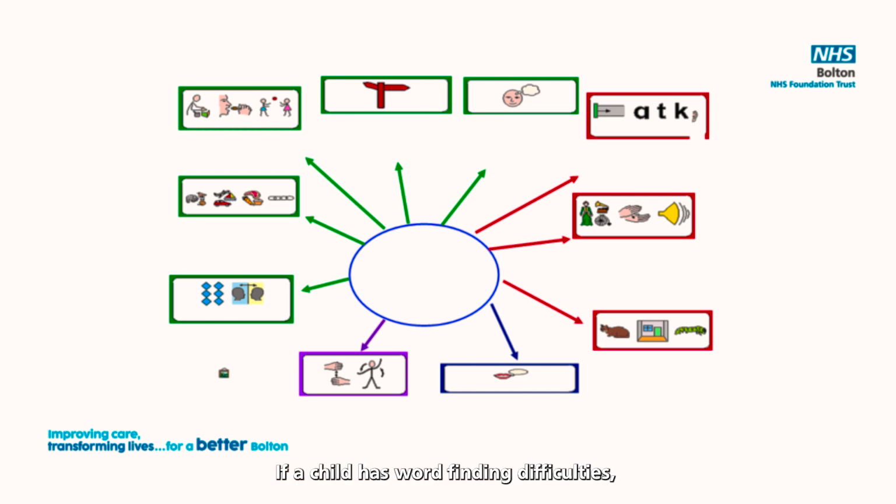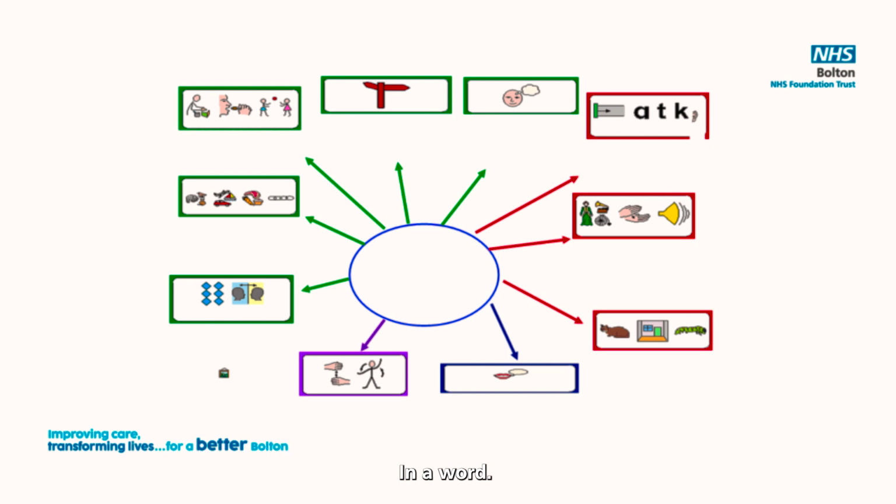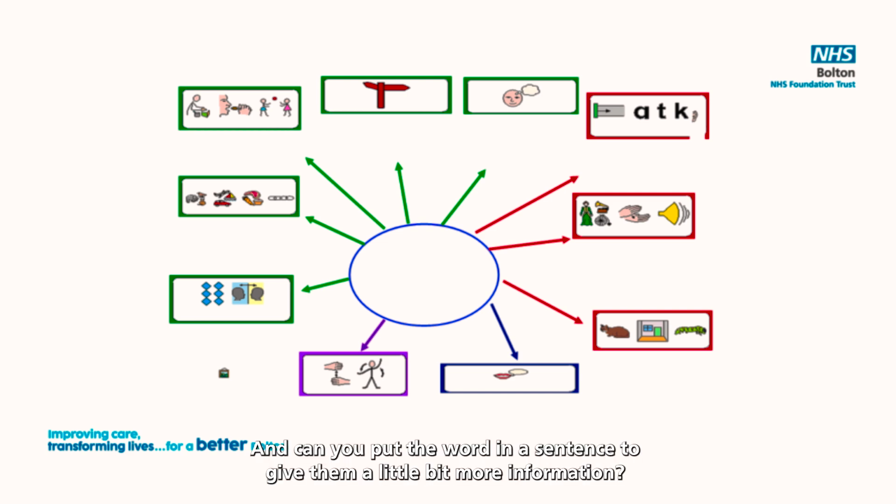If a child has word finding difficulties, you may be able to give them the first sound in the word to cue them in. This is why it's important that we always think about the first and last sound in a word. And highlighted in blue are some extension tasks to provide more context for the child. Can you do an action or give them a facial expression? And can you put the word in a sentence to give them a little bit more information?